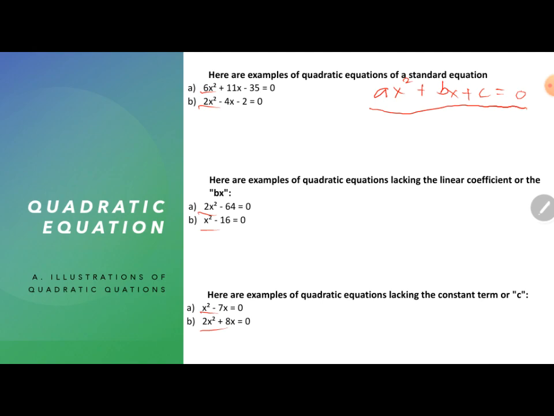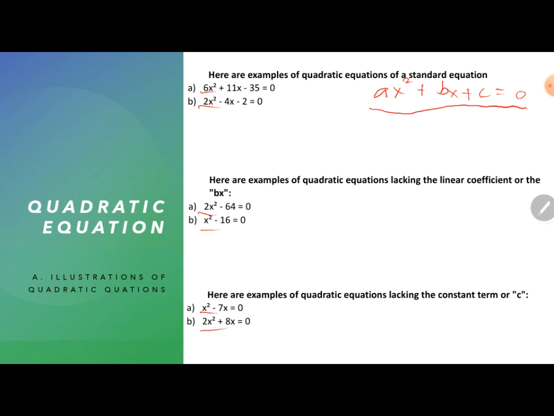Now, for example, here in sample number 2, we're lacking bx. Can this be considered as a standard equation? No, it's not considered standard, but it can still be called a quadratic equation since it has 2x squared minus 6. It has 2x squared, and also the one at the bottom has x squared.